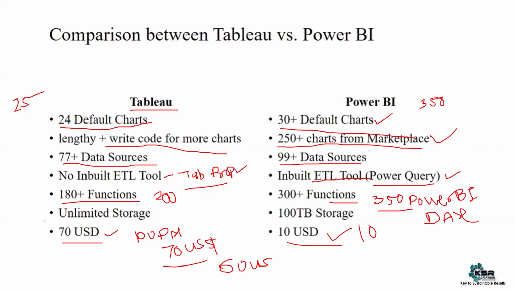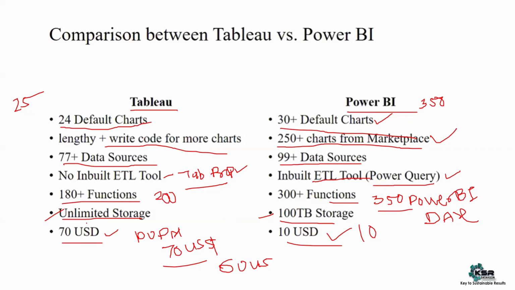Now coming down to storage, this is where Tableau is more beneficial as compared to Power BI. Now, if you take a look at this unlimited storage, and this 100 TB storage, would you think 100 TB is less storage? Anyone, can you think 100 TB is very little storage? Accepted, Tableau has unlimited storage, but 100 TB of storage is also very, very large.